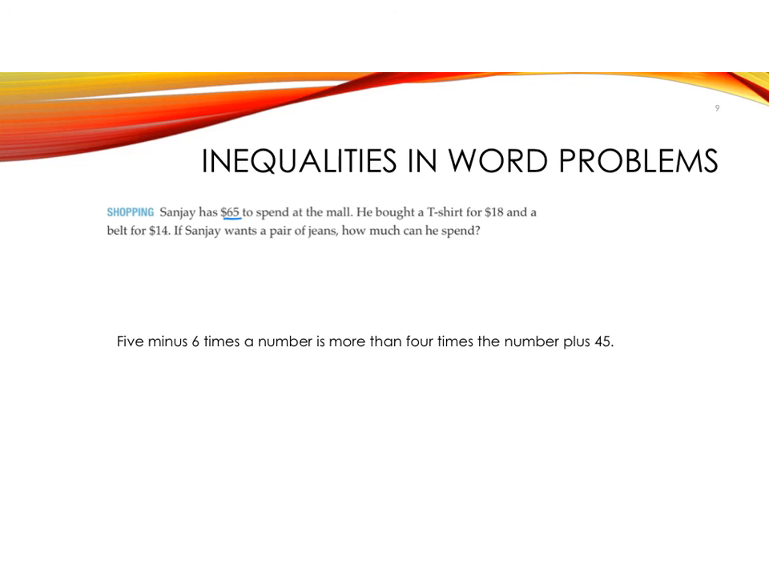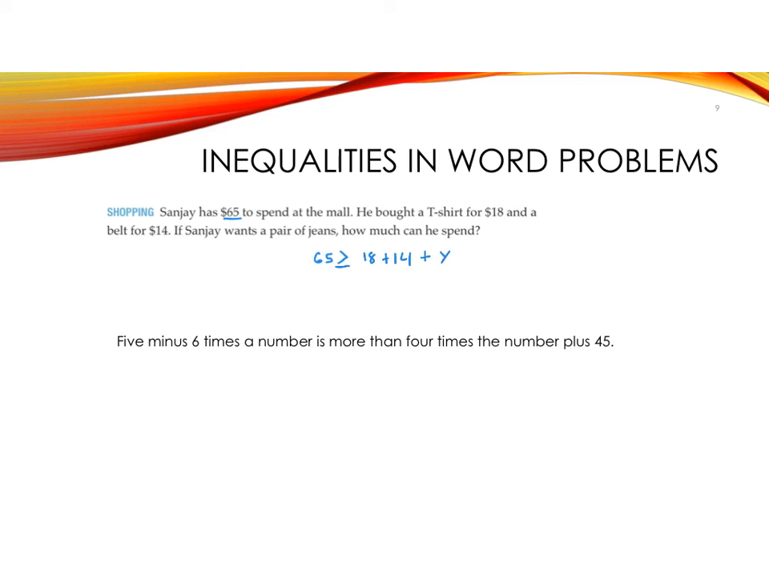Now the first thing you got to do is translate it into a math sentence. Don't try solving things off the bat. Just translate it first. So if he wants to spend $65 at the mall, that means he can't spend anything over it. So x, our unknown value, cannot be greater than 65. So 65 has to be greater than the rest of our equation, greater than or equal to, because we can spend $65. He bought a t-shirt for 18 and a belt for 14.